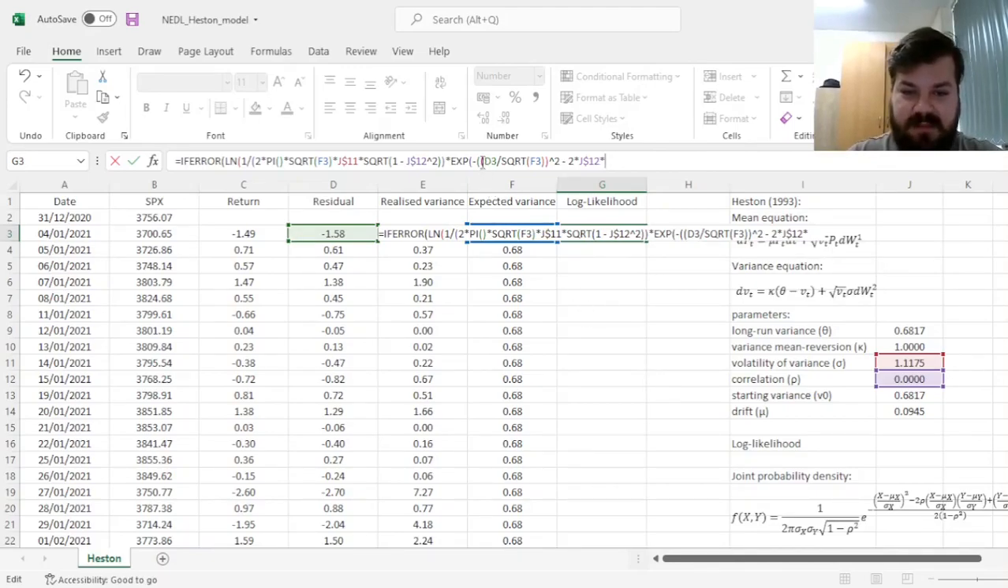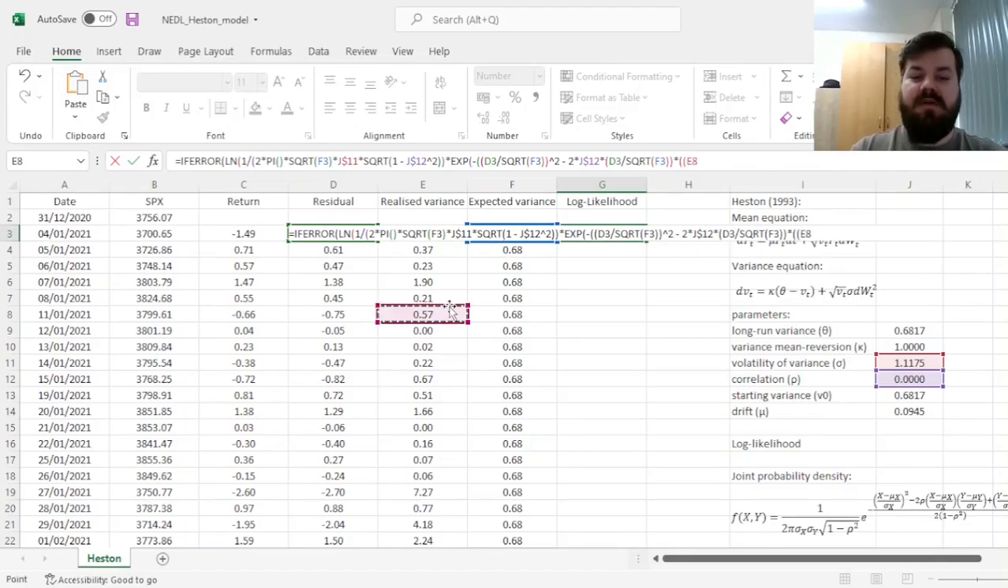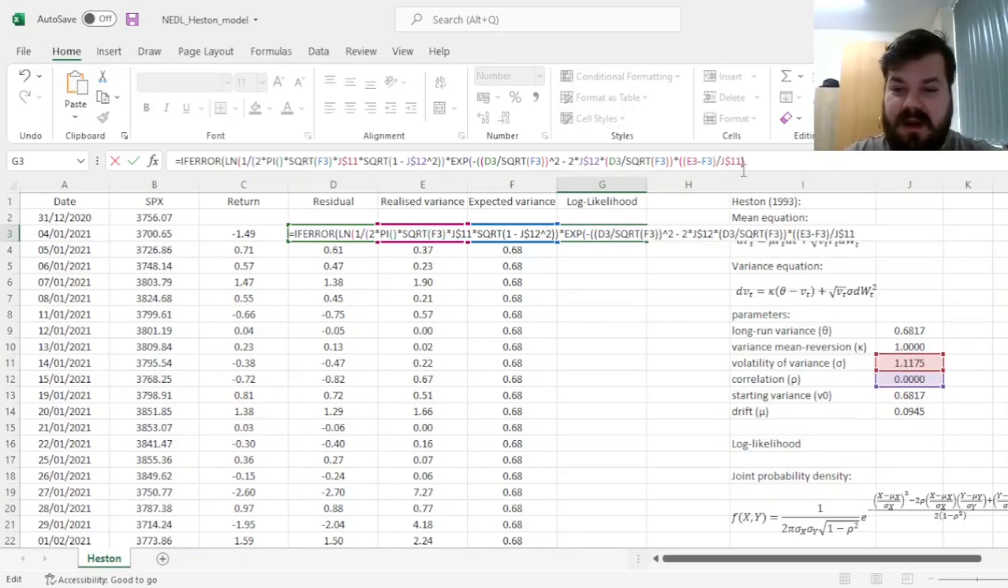So first we input the same term that we have already accounted for, so we can just copy it, and then we can multiply it by the deviation of realized variance from expected variance divided by the volatility of variance, which is represented over here, and that's a fixed parameter, so we need to lock it.